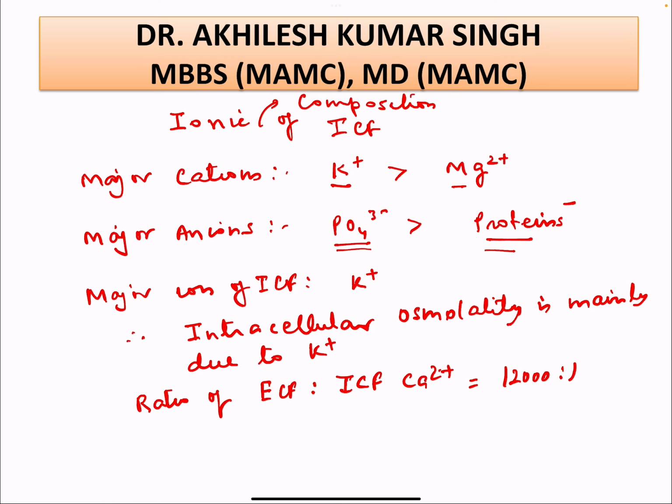In the ICF, the major cations are potassium and magnesium. Out of these two, potassium is more in concentration. The major anions are the phosphate and the protein anions. Out of these two, phosphate is more in concentration. Therefore the major ion of the ICF is the potassium ion, and hence the intracellular osmolality, or osmolality of the ICF, is mainly due to the potassium ion. And the ratio of ECF to ICF calcium is 12,000 is to 1.